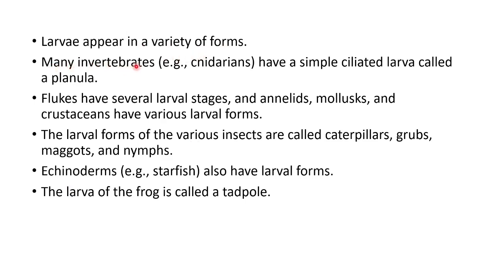Many invertebrates, for example cnidarians such as the jellyfish, have a simple ciliated larva called the planula larva. You need to study all types of larvae for the different phyla of the animal kingdom, very precisely. Sometimes they will ask which organism has which larva. Even in the same phylum, there may be different types of larvae. We will study that later.